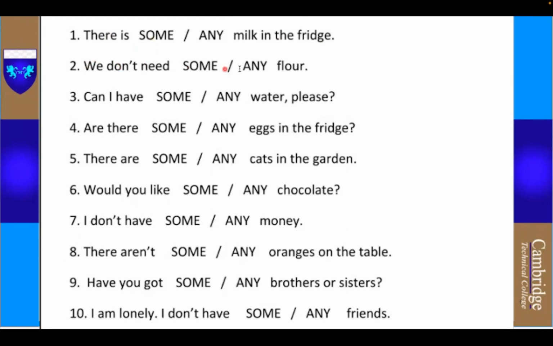There is some milk too. We don't need some flour or any flour. Can I have some water? Can I have any water, please? Are there some eggs in the fridge or any eggs in the fridge? There are any cats in the garden. Would you like chocolate? I don't have money. Orange on the table. Have you got brothers or sisters? I am lonely. I don't have friends.